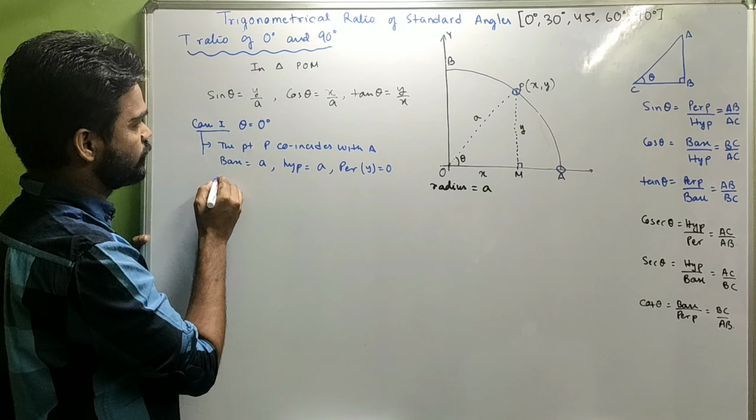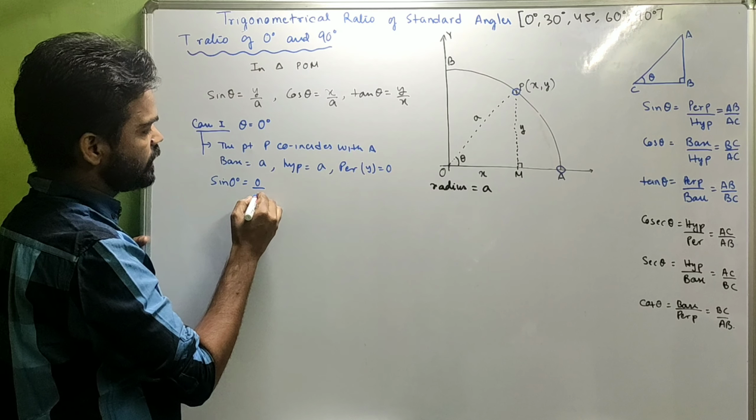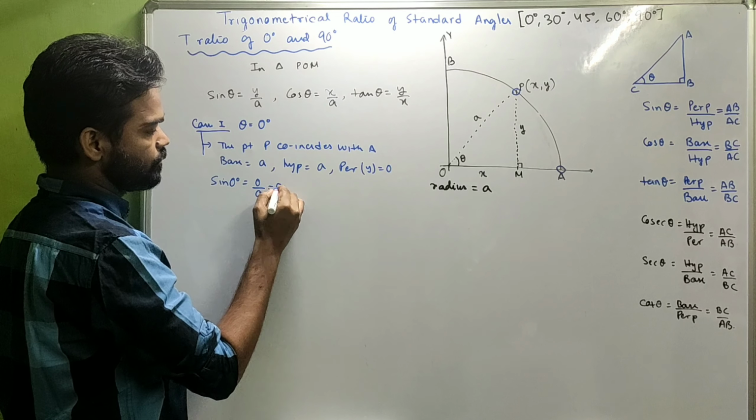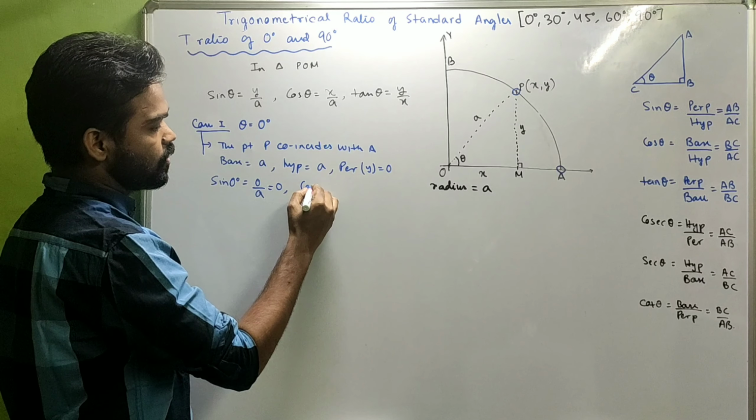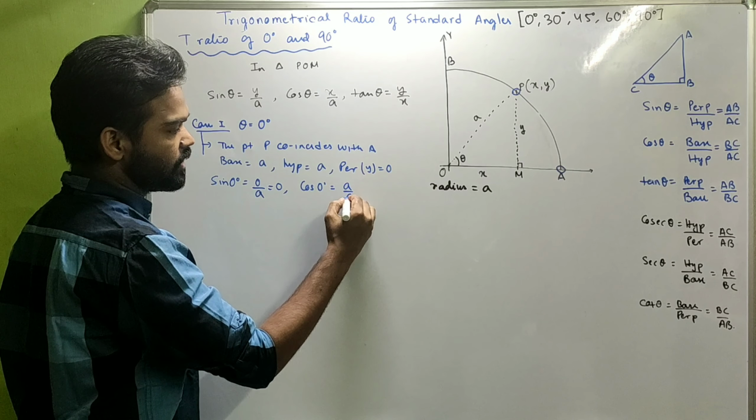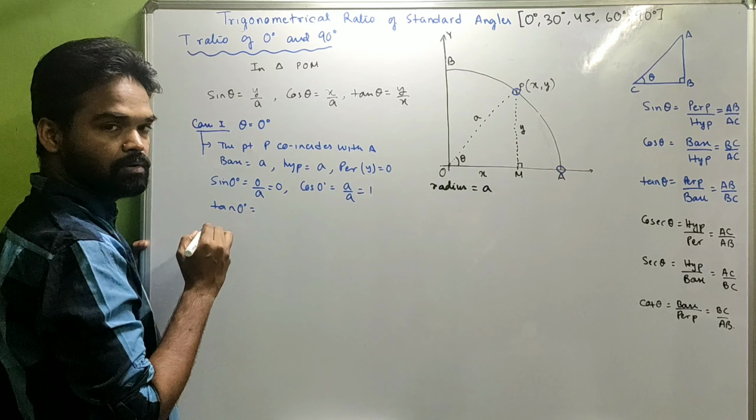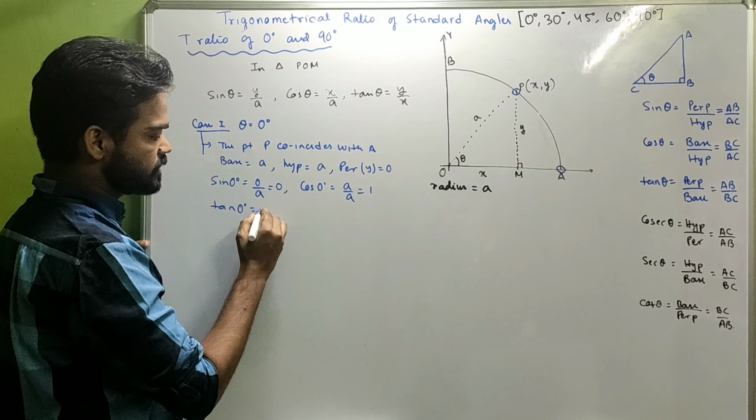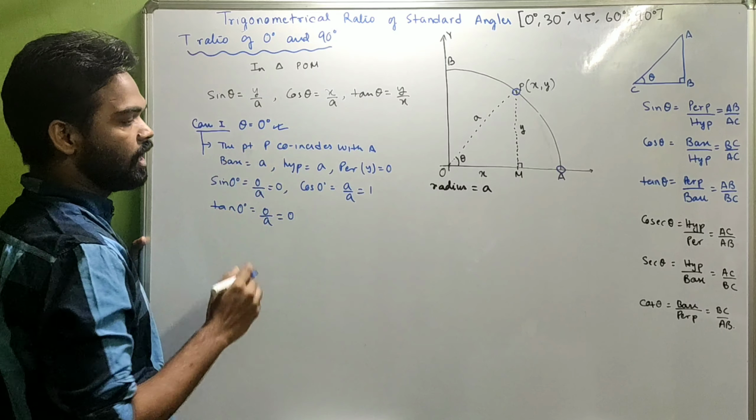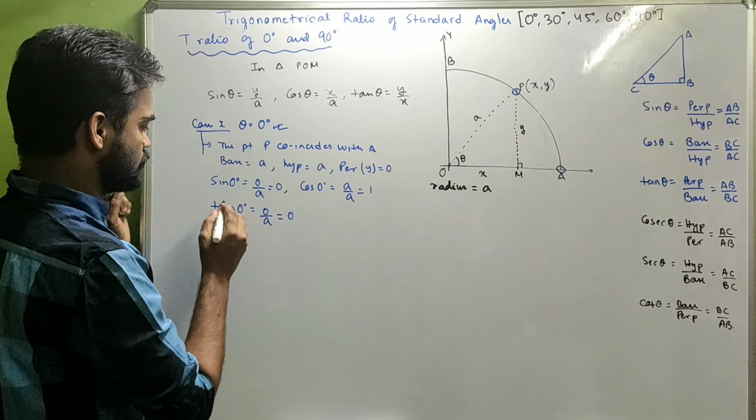In that scenario, sine 0 will be what? Perpendicular by hypotenuse, 0 by a, that's 0. Cos 0, base by hypotenuse, which is a by a, that's 1. And tan 0, perpendicular by base, that's 0 by a, that's 0. Done.